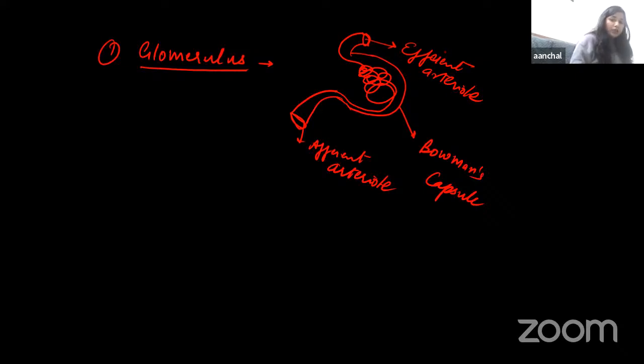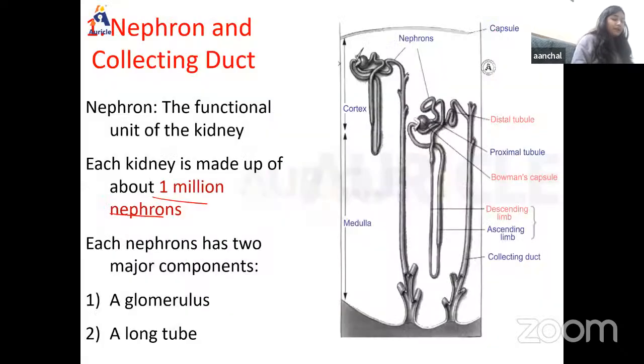But always remember, the diameter of this efferent arteriole is always smaller than the afferent one. Now, I hope all the students are very much clear about this glomerulus.